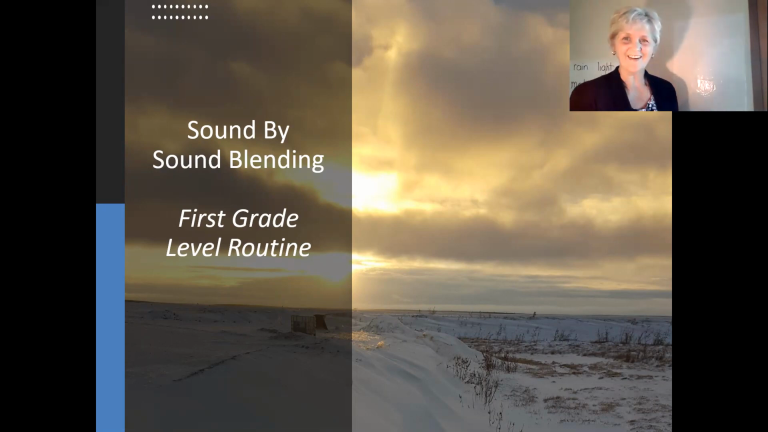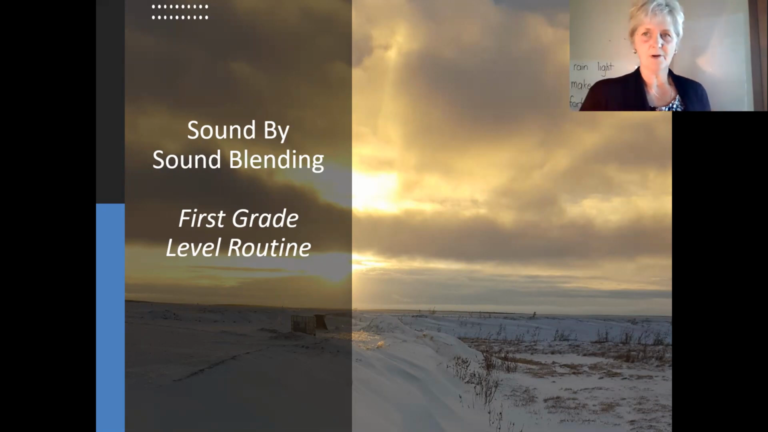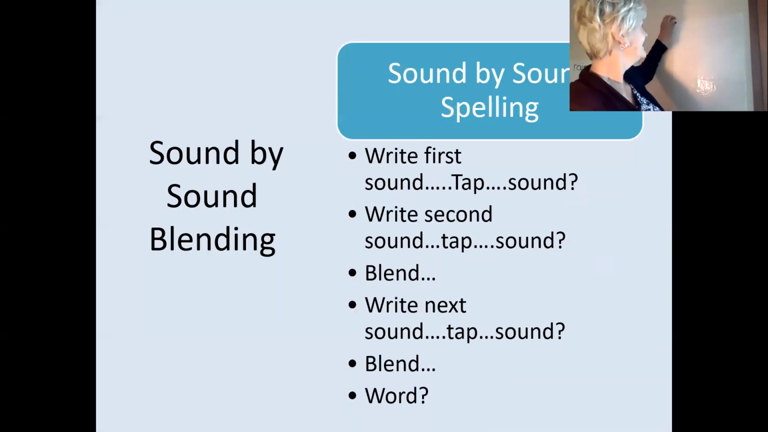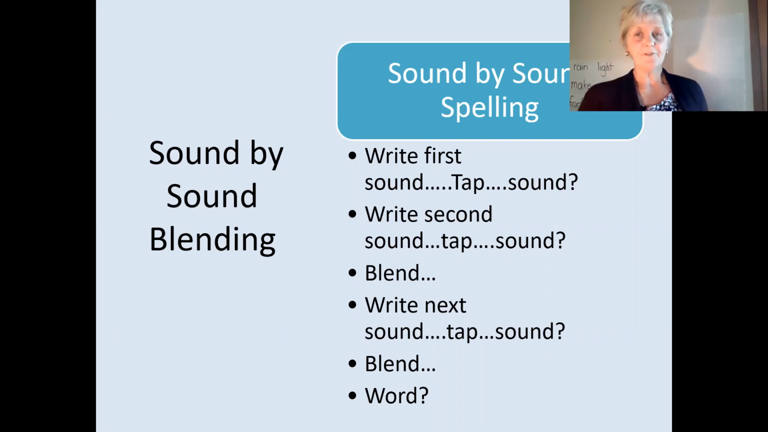There's nothing there. And I'm going to write as I go. So this is the routine. Let's take a look at it for a minute while I adjust this. This is the routine. I'm going to write the first sound and then tap, then the second sound, tap, third sound, tap, and blend all the way through. So let me show you how this works.